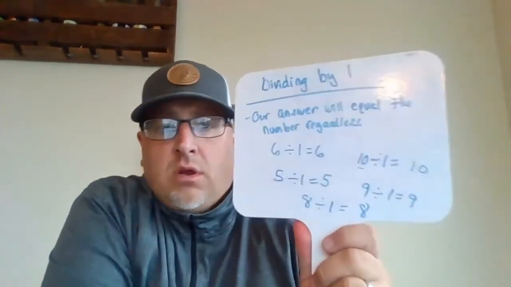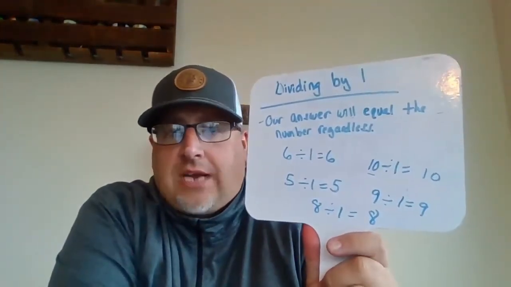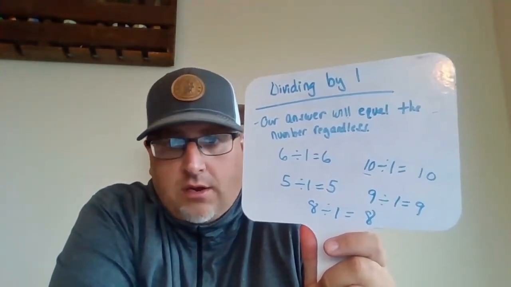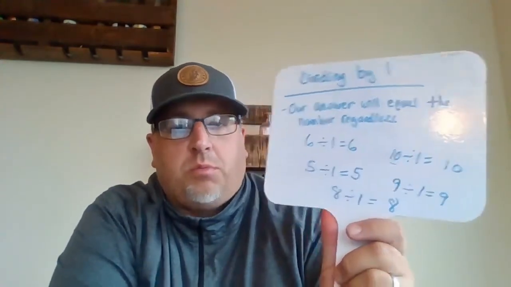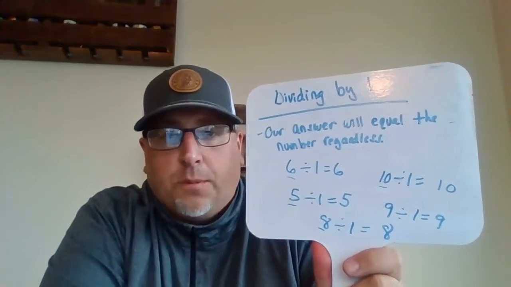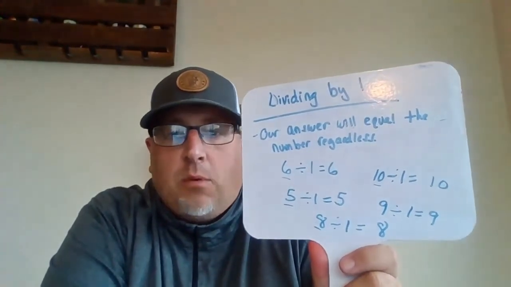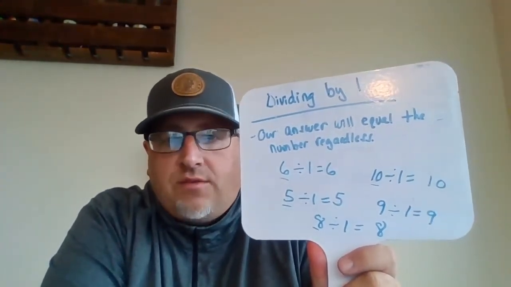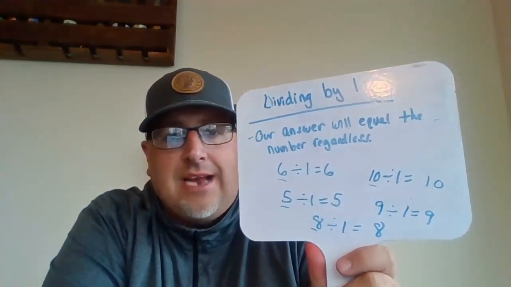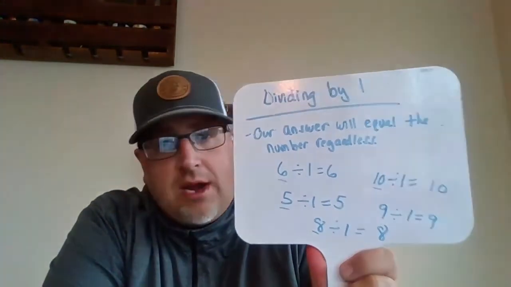This is another one of those just reps. You just have to practice it and understand that whenever you see something divided by 1, our answer is going to be the same regardless. It's always going to be that first number. 6 divided by 1 is 6, 5 divided by 1 is 5, 8 divided by 1 is 8, 9 divided by 1 is 9, and 10 divided by 1 is 10. Simple problems to get right. Make sure you know that.